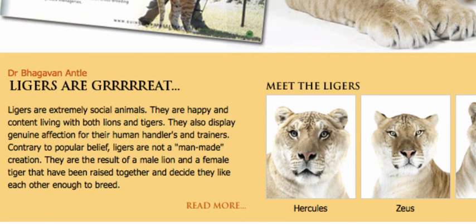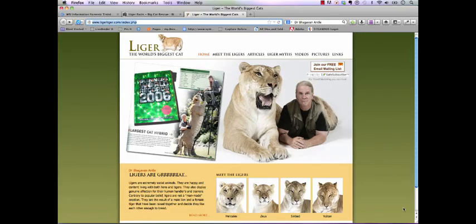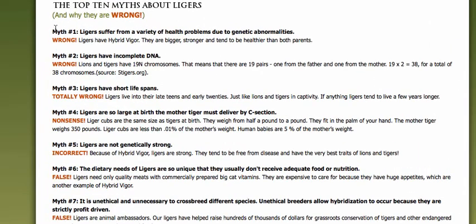Contrary to popular belief, ligers are not a man-made creation. They are a result of a male lion and a female tiger. So far, this website seems very positive about ligers. And if I go to Liger Myths, I can see that there are several myths, that ligers suffer from a variety of health problems due to genetic abnormalities. He says this is wrong.